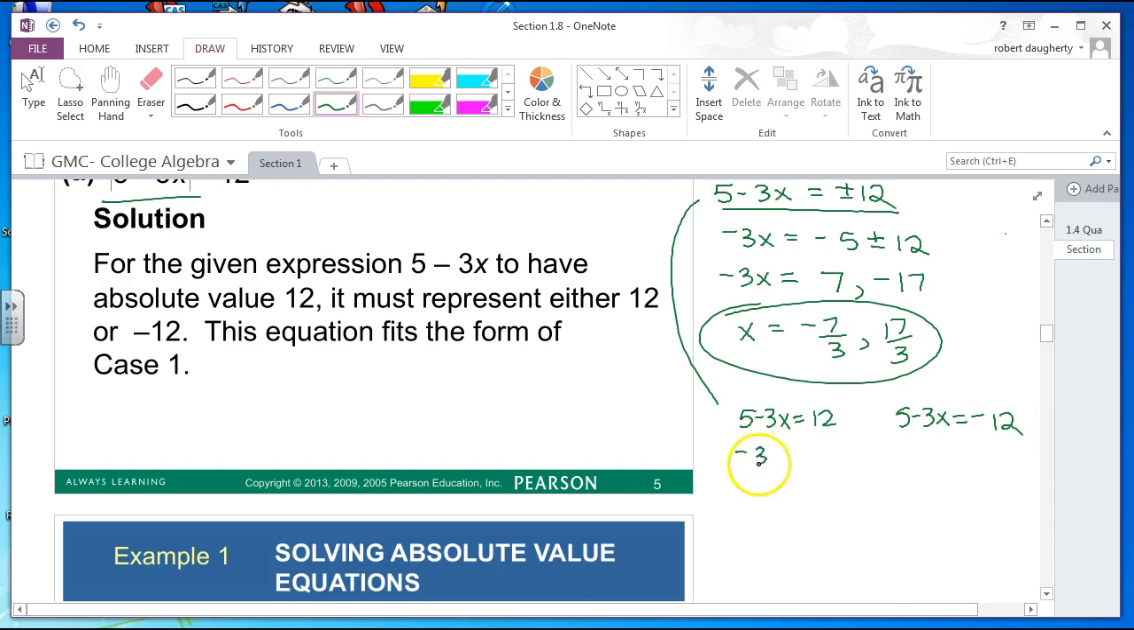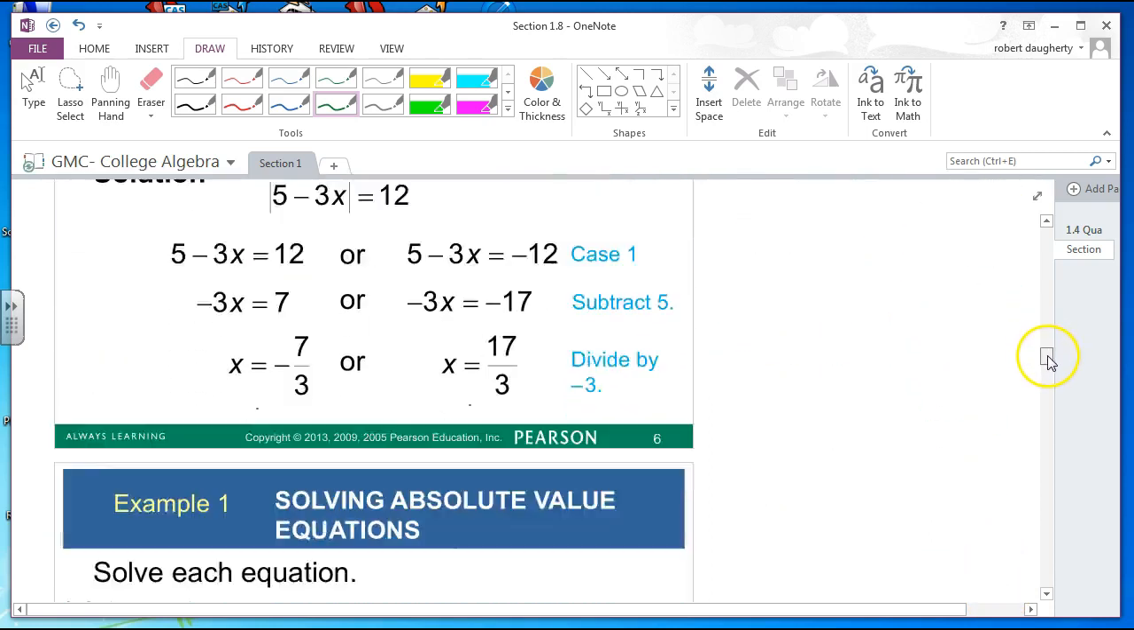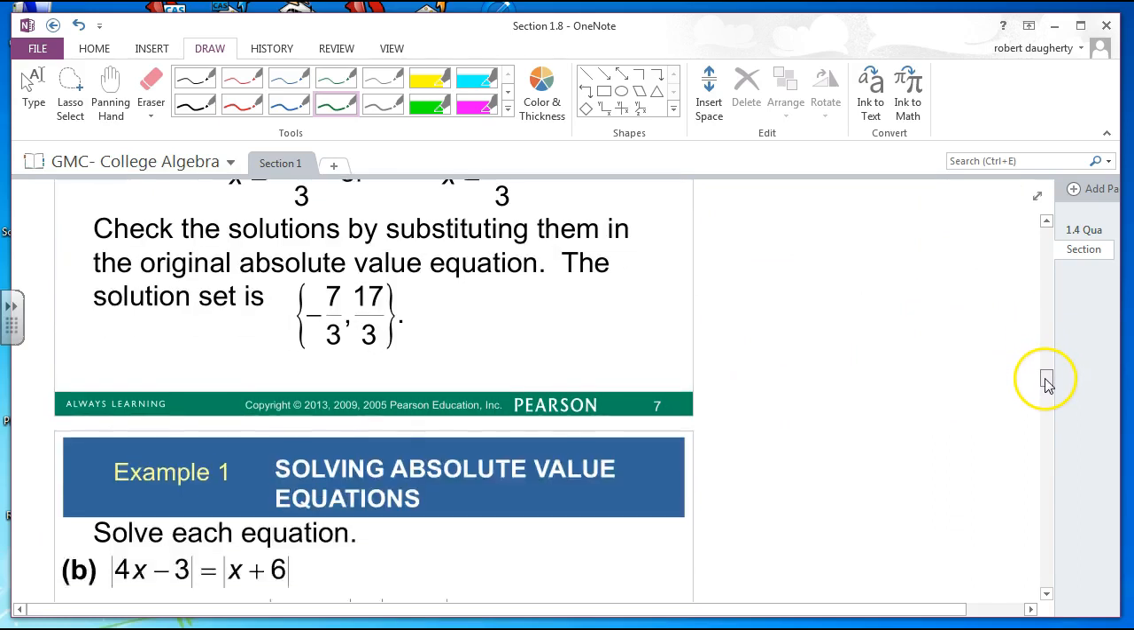So that means negative 3x equals 12 minus 5. Negative 3x equals 7. X equal negative 7/3. And then over here, negative 3x equal negative 5 minus 12. Negative 3x equal negative 17. X equal negative 17 over negative 3. X equals 17/3. Okay, either way. And we've done that.